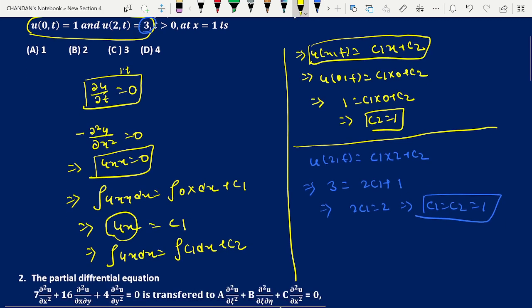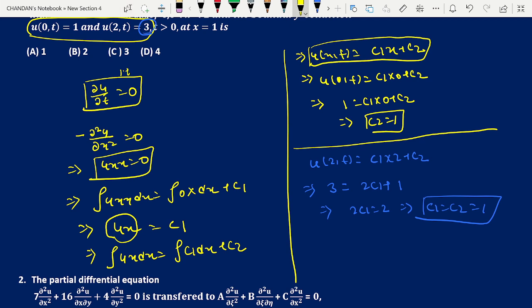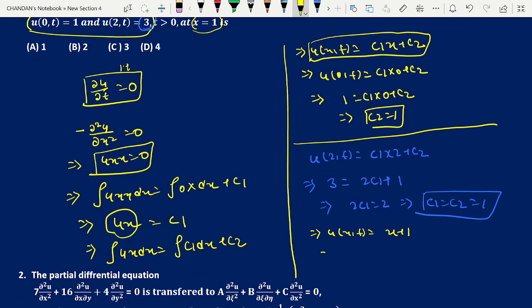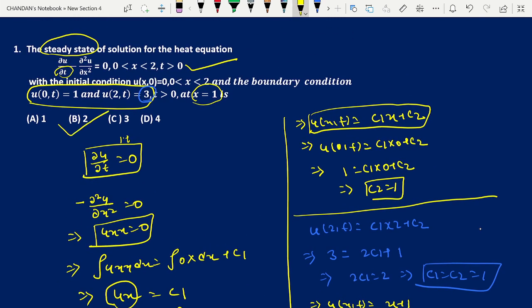Now we have already found the values of the parameters. Then substitute them, and we get u(x,t) = x + 1. The question asked to find the value of u(x,t) at x equal to 1. So substitute here: u(1,t) = 1 + 1 = 2. Then our correct answer is 2, so option B is correct. The question is very simple. You just understand the statement of the question, then we solve it.